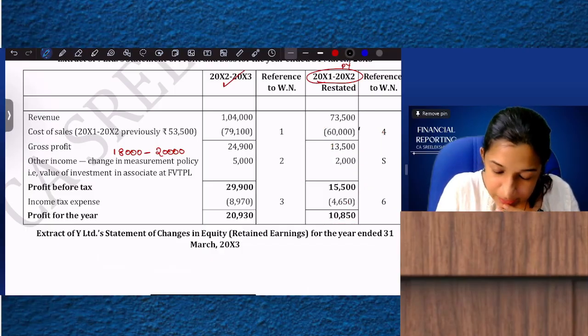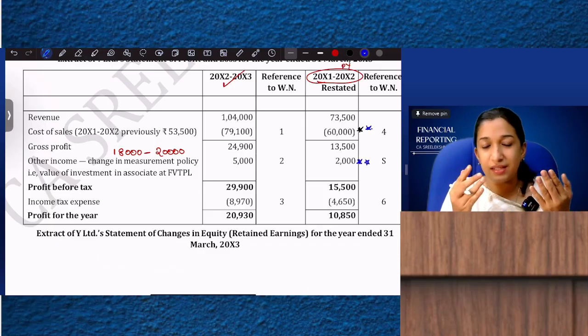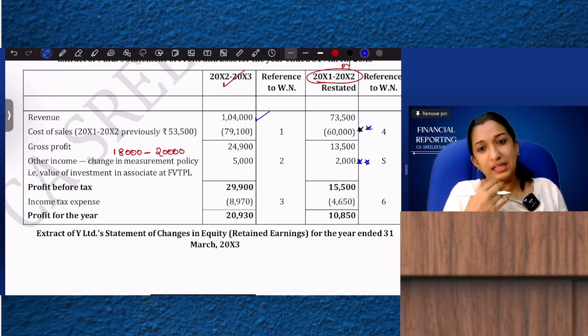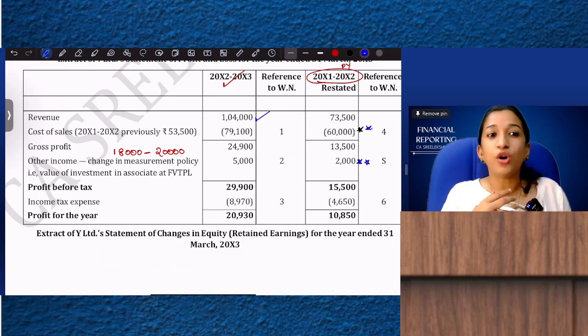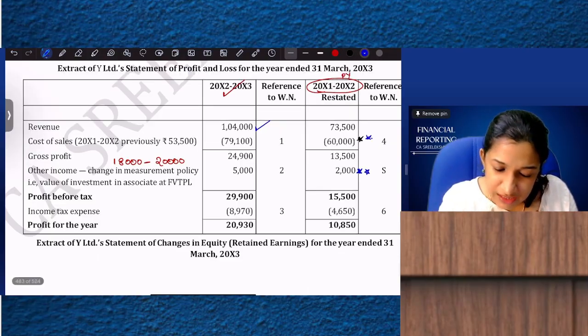So I have given two adjustments. One is cost of sales. The other one is other income. Profits increased. Okay. Now current year 1,04,000 revenue. Now cost of sales. What are the adjustments of cost of sales? How much is the cost of sales given?